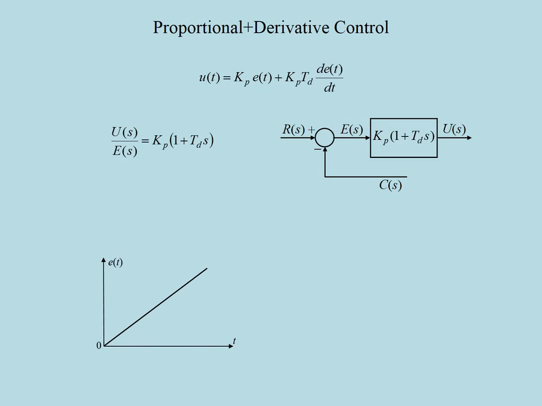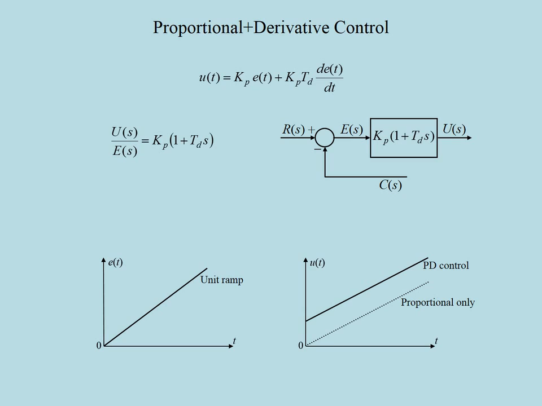Assuming that the error signal is constantly increasing, for example, it is a unit ramp function, the proportional action used alone will also generate a ramp function. Since the derivative of the error signal is constant, we'll obtain the same waveform for the control signal if we add derivative action besides the proportional one. The offset of this signal to the control obtained under proportional control only will be Td, which is called the derivative time.